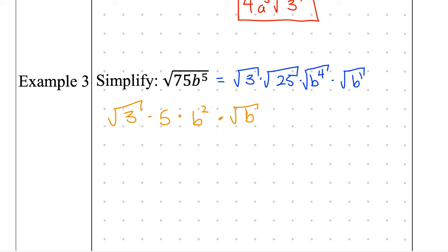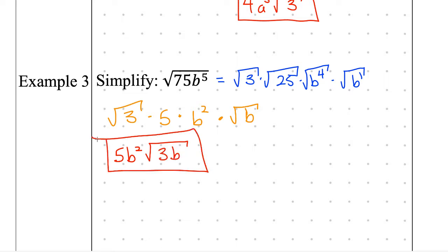So now I'm going to group all of my non-radical terms. This is going to be 5b to the second power, and this is going to be the root of, and then combine b and 3, so I'll say 3b, and final answer, box it.